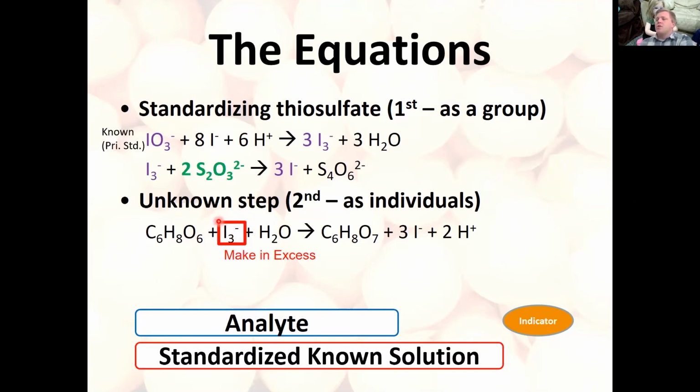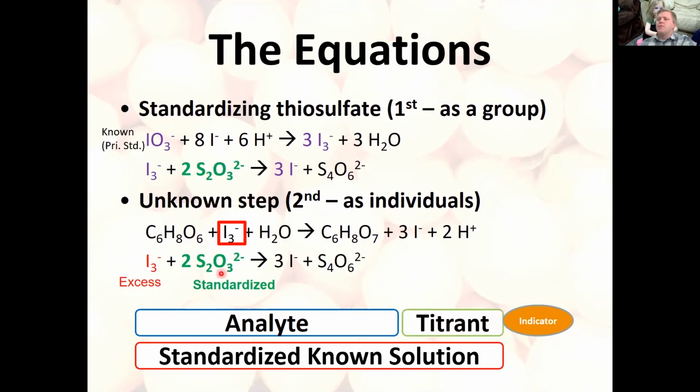And so we're actually going to make this in excess. So we're going to have extra I3 minus, and it's going to react with some amount of our analyte. And then whatever is left over of the I3 minus, we're going to titrate with our standardized thiosulfate solution. And once the thiosulfate has completely reacted with the excess I3 minus, our indicator here will change colors.